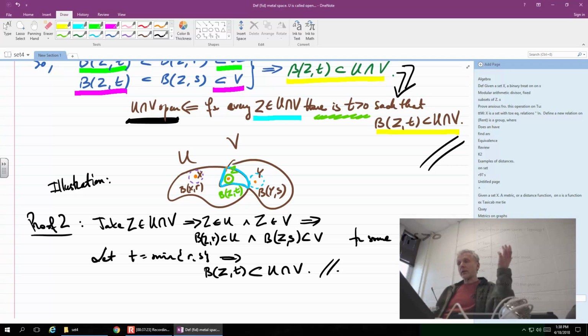So once again, start with z in the intersection, then it belongs to one and the other. Then according to the definition, a ball around that point also belongs to U and to V. Then you take the smaller of the two, and that ball will fit inside the intersection. The end. Okay? So any questions about this proof?